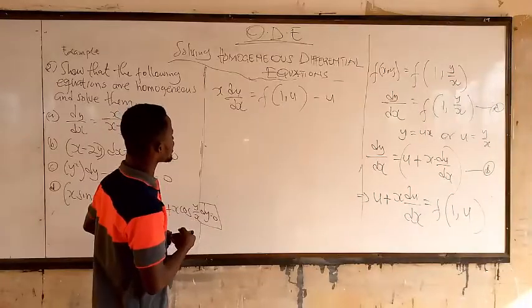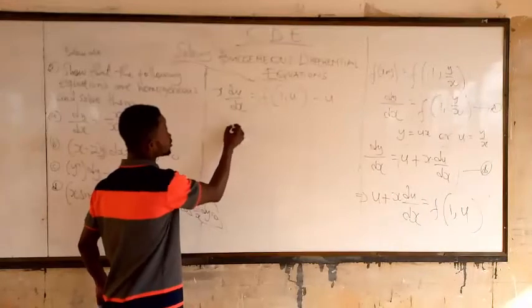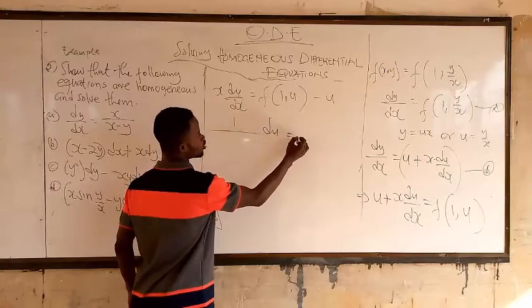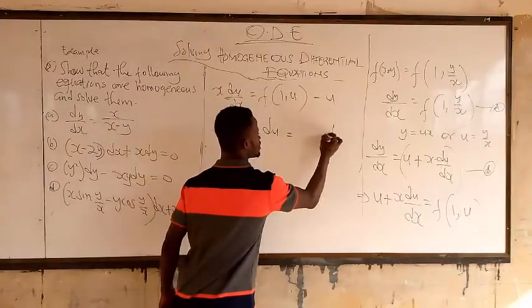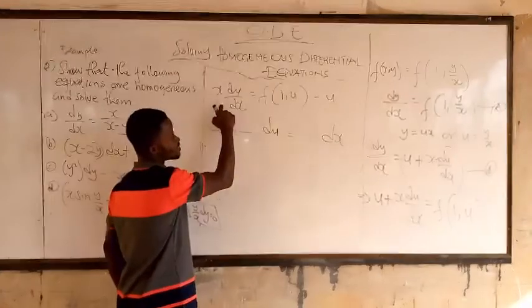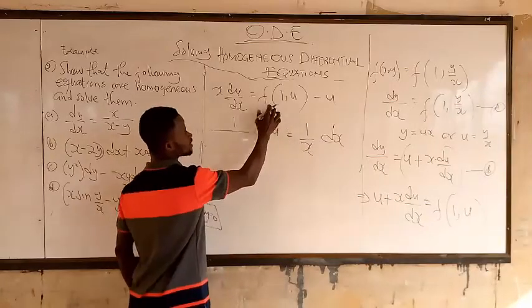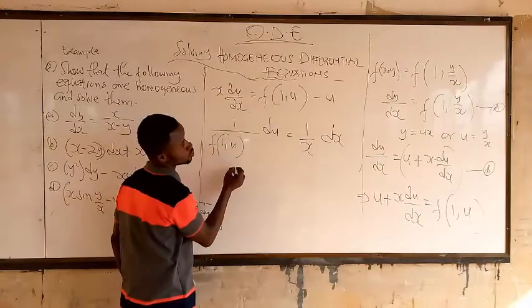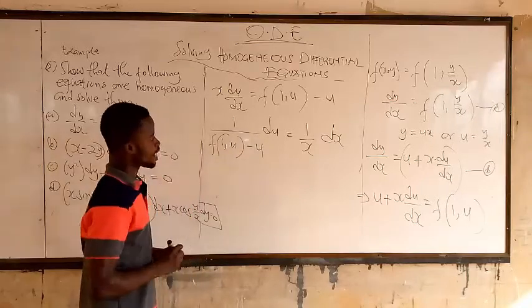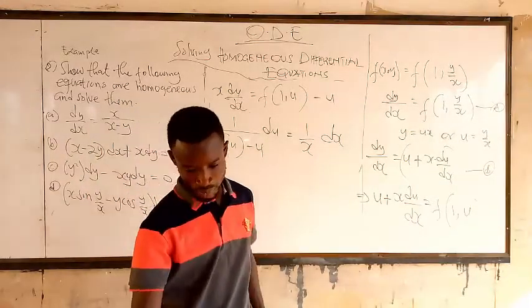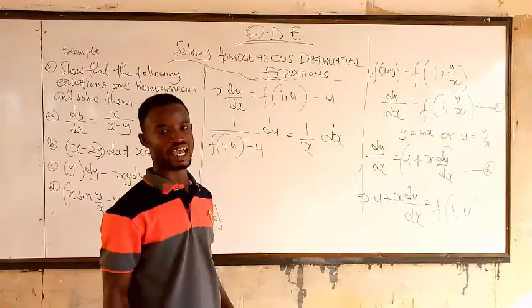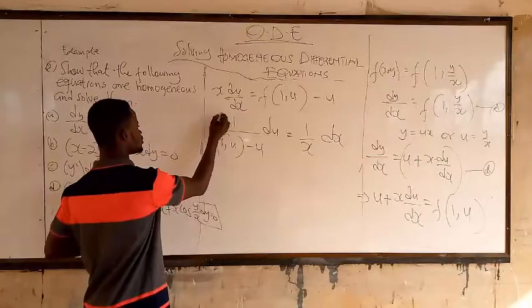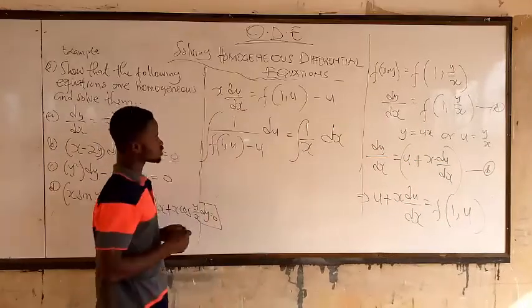So we can now separate this by saying that here we are going to get 1 over f(1, u) minus u du to be equal to, cross multiplying, 1 over x dx. Alright, so this is a separable differential equation. So we then integrate both sides of the equation.